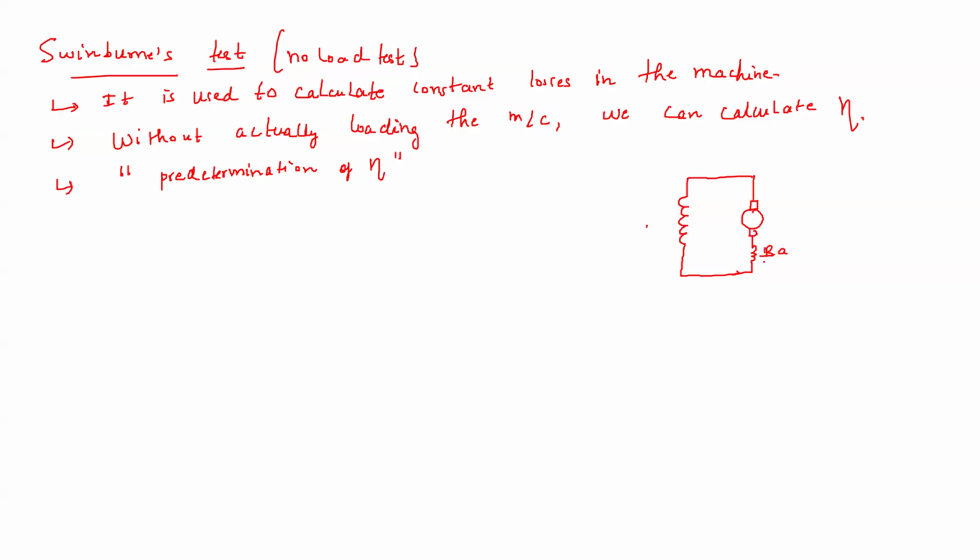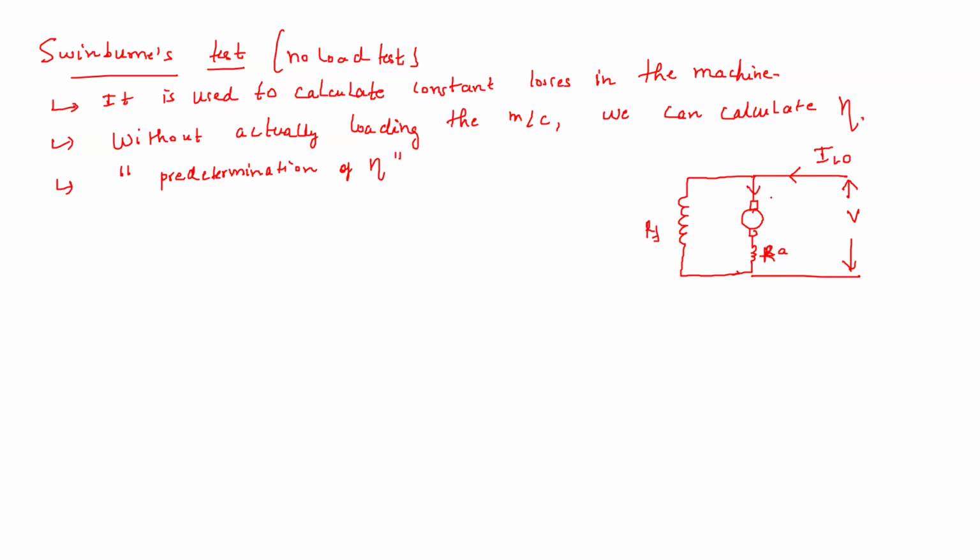Having the resistance RA. This is the field winding having the resistance RF, and this is the voltage V. Now let us say at no load, the no load means there is no mechanical load connected, this motor is taking current IL0. This is the current IL0.